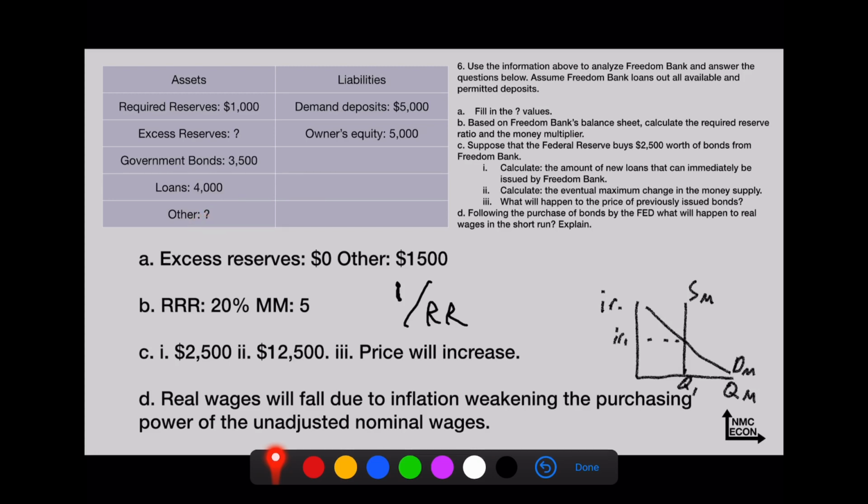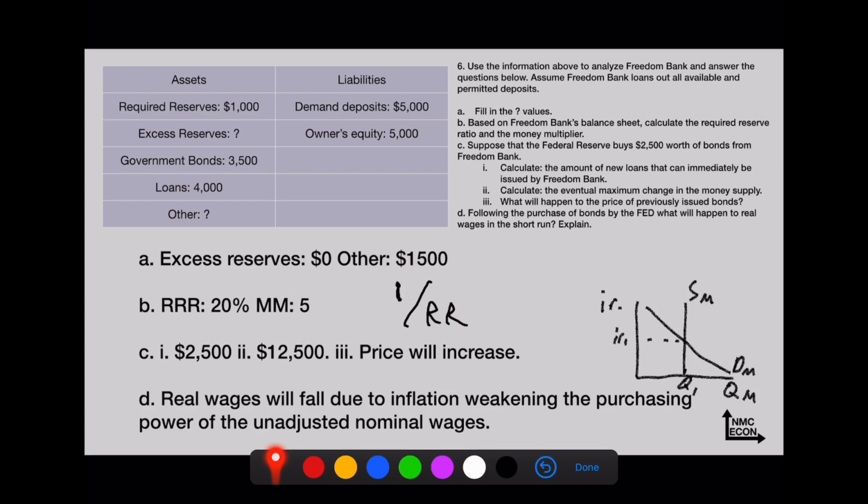Other could be something like capital owned by the bank. Maybe it's the building that they operate out of, right? So B, the required reserve ratio. Well, we know it's going to be 20% because 1,000 is 20% of 5,000. Their required reserve, that's how much they're holding, that's how much they have to keep, and that is 20% of 5,000. So how do we calculate the money multiplier? Here's your formula. 1 divided by the required reserve ratio. So 1 over 20% or 1 over 1/5, reciprocate, and you get 5.